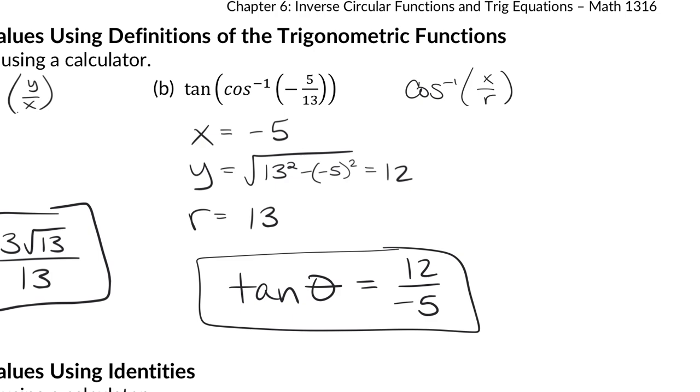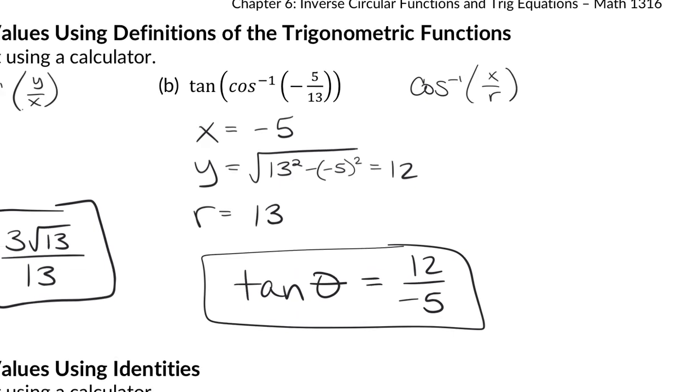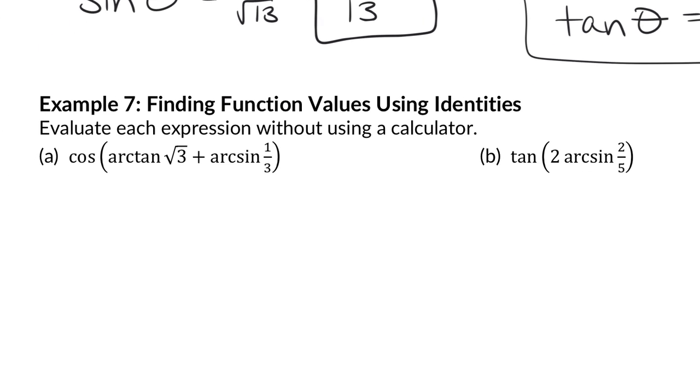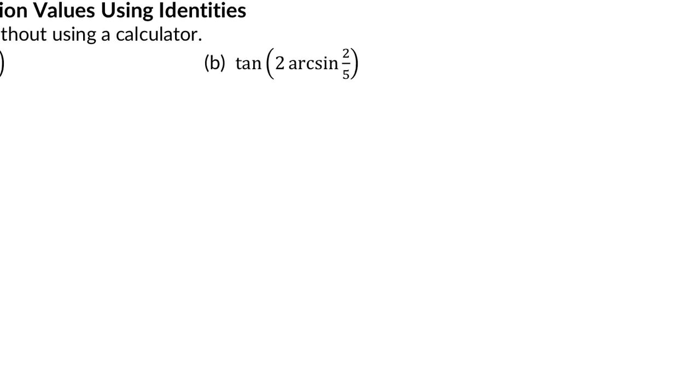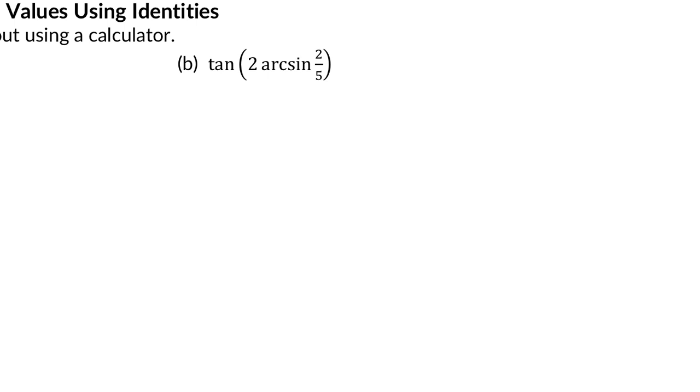You ready for a big kahuna? No, miss. Evaluate each expression without using a calculator. Miss, I hate it. Absolutely. B should come before A? Yes. Okay. Why did you say it like that? Ask and I shall receive. Sorry. Okay, this looks hard.